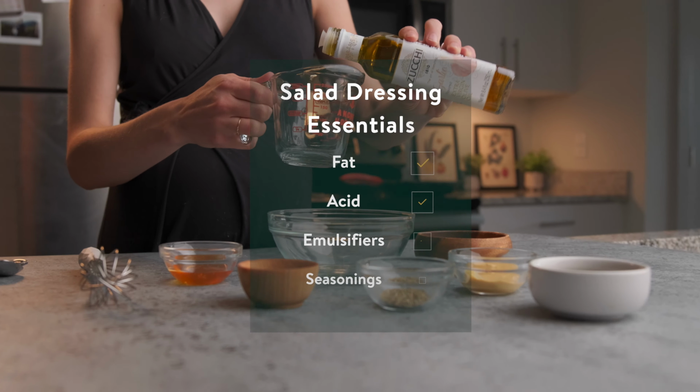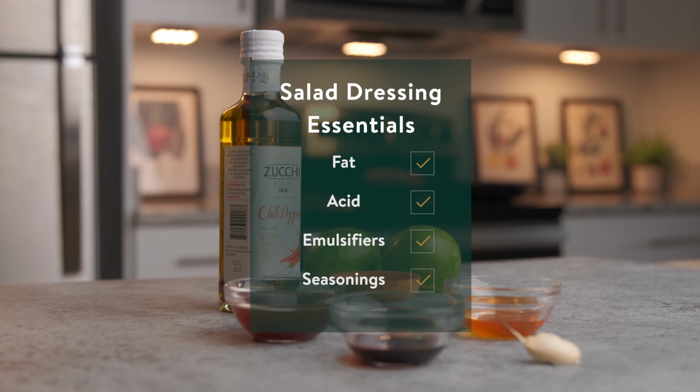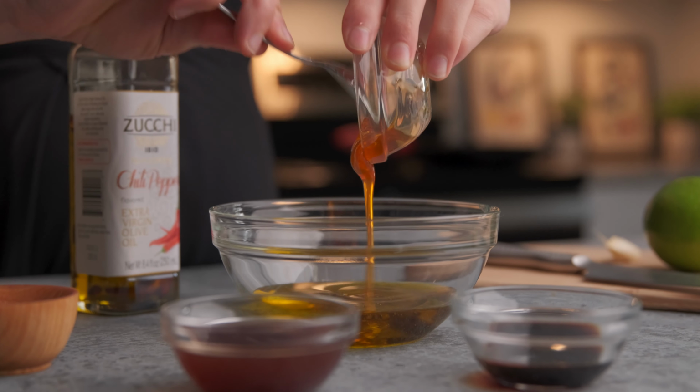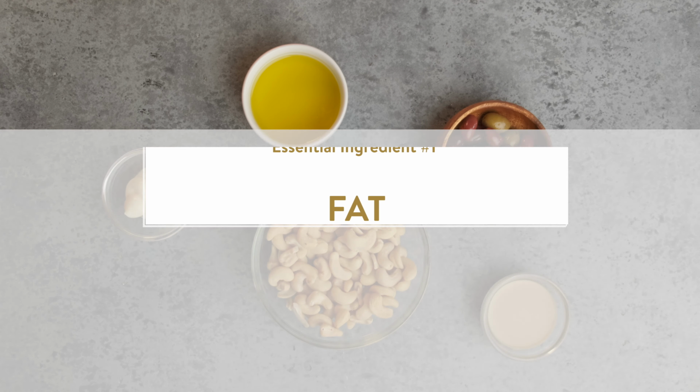From green goddess to balsamic vinaigrette, all salad dressings follow the same basic formula, which is 3 parts fat, 1 part acid, a small amount of emulsifier, and seasonings to taste. So you're probably thinking, well, that's great, but what exactly is a fat and an acid and an emulsifier, and what kind of seasonings can I use in my salad dressing? So we're gonna break each of these down and talk a little bit about some examples and how they work together. So let's talk about the fats.